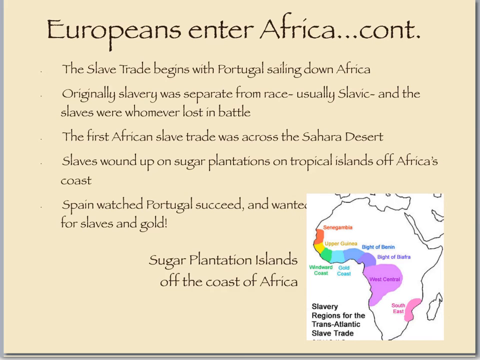Now, originally, the Portuguese did not bring these slaves over to the New World because it hadn't been discovered yet by Europeans, but they brought them to sugar plantations that were located off Africa's coast. Looking at the map, there are a couple islands off the coast of Africa, and you don't need to know these islands' names, but I do need you to know that there were sugar plantations on these islands, and as we talked about earlier, Europeans had a love of sugar and spices. These plantations needed labor, so they used African slaves as their source of labor. So the Portuguese were able to make money off of selling these African slaves.